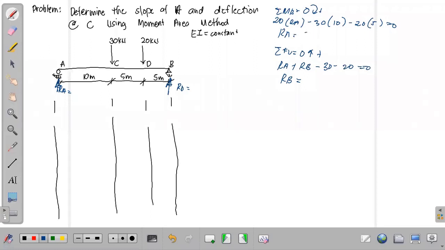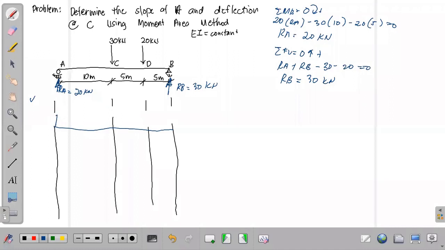RA is equal to 20 kilonewton. Okay? And taking the summation of forces vertical, masosolve natin yung RB which is equal to 30 kilonewton. So we have here RB, 30, and RA, which is 20 kilonewton. Okay? So drawing our shear diagram natin, sa point A reaction, tataas ng 20.